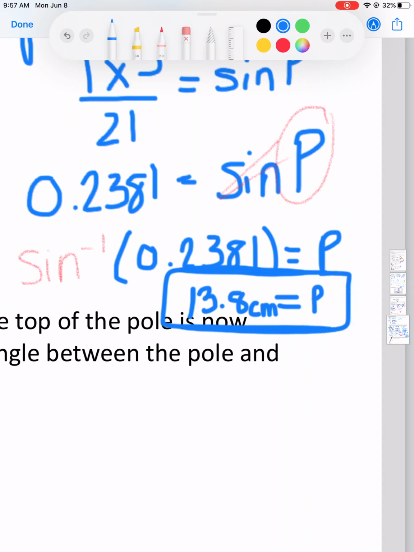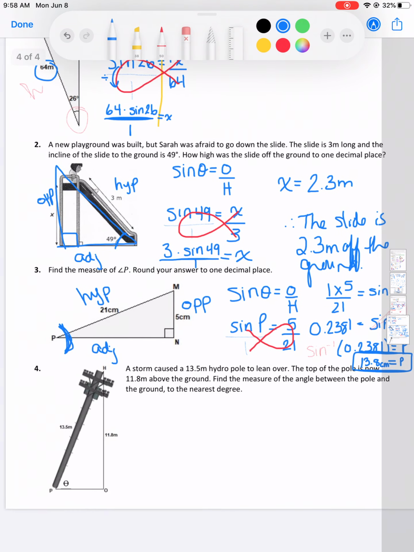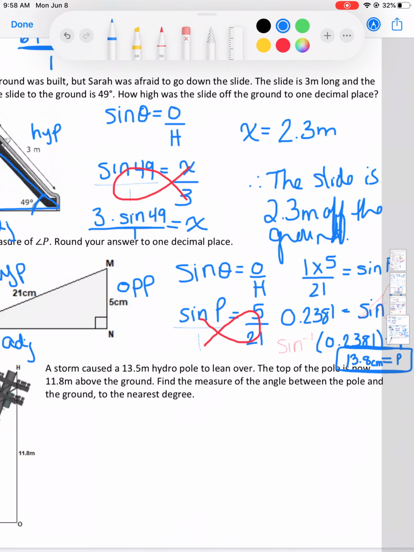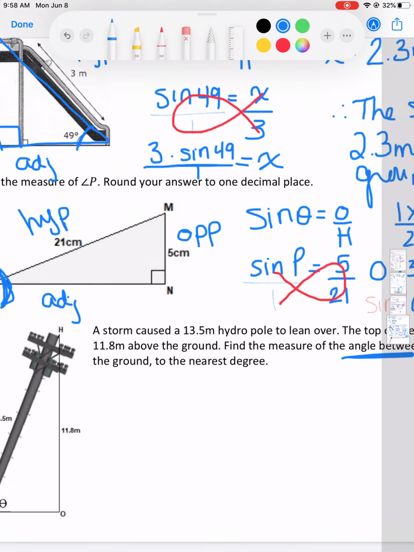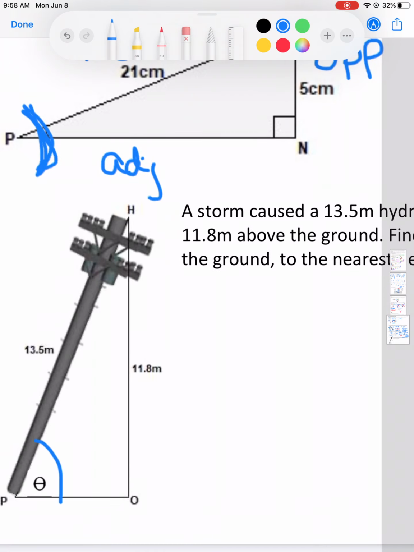Okay, one more. Again, guys, please try these. I highly recommend you go through them before I even say it. Check your answer. Okay, a storm caused a 13.5 meter hydro pole to lean over. The top of the pole is now 11.8 meters above the ground. Find the measure of the angle between the pole and the ground to the nearest degree. Okay, so between the pole and the ground.